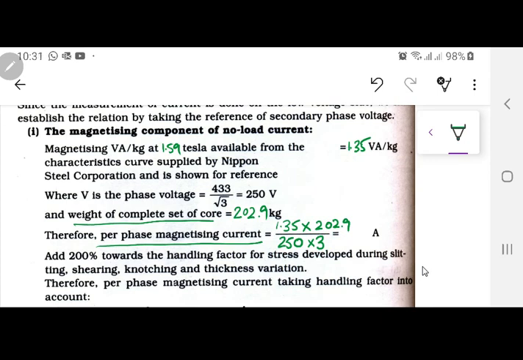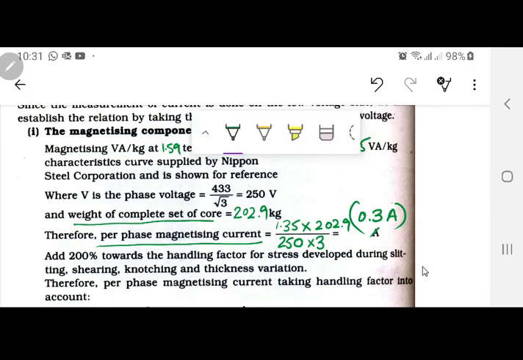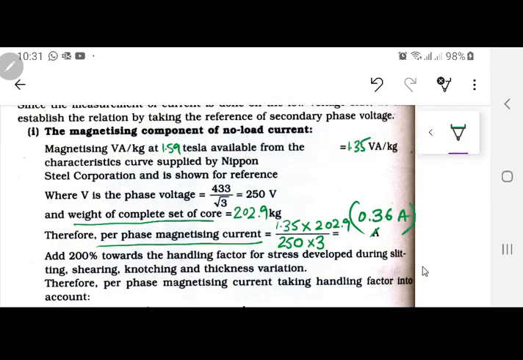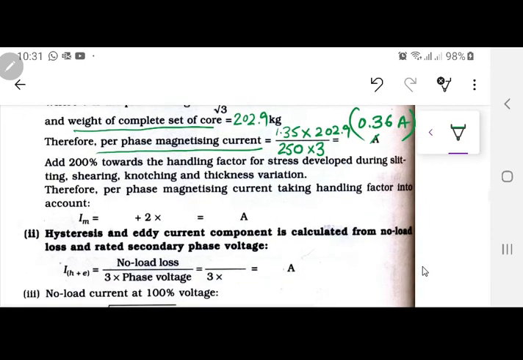हाँ जी, क्या आंसर है? 0.36 amperes. Oh, sorry, 36 amperes. Okay, now go through this line. They are actually adding 200% over there for the handling factor.